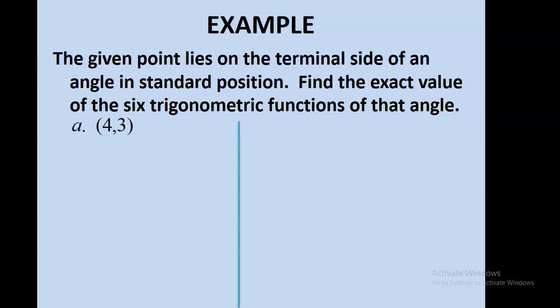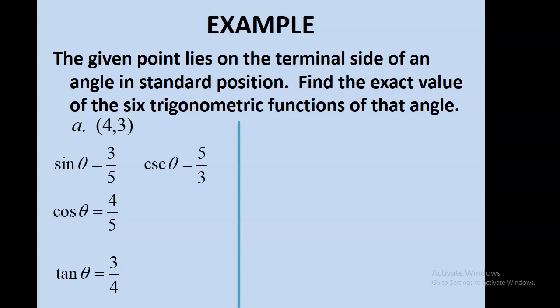So we'd go with that, and we have our sine is y/r, 3/5. Cosine is 4/5, our x coordinate over r, and our tangent is y/x, so that would be 3/4. You go through and flip those over. Cosecant is now 5/3, secant is 5/4, and cotangent is 4/3. Again, we're just flipping those first 3 numbers over to get the other 3.